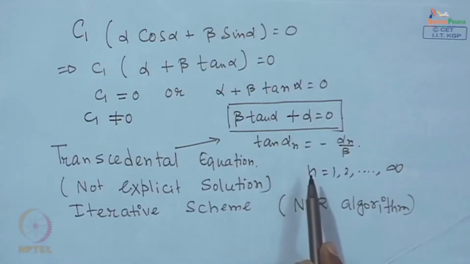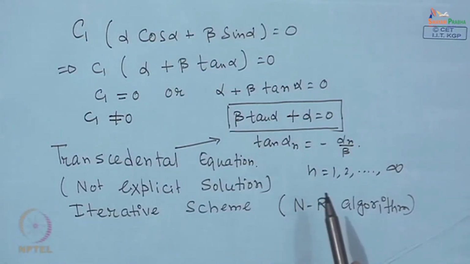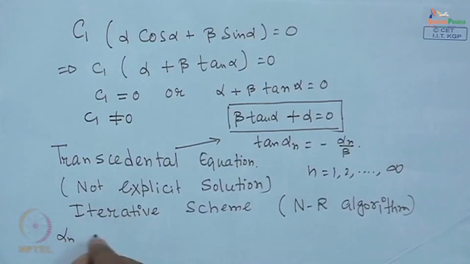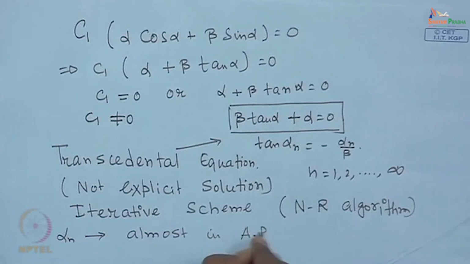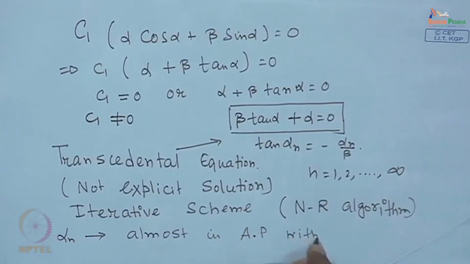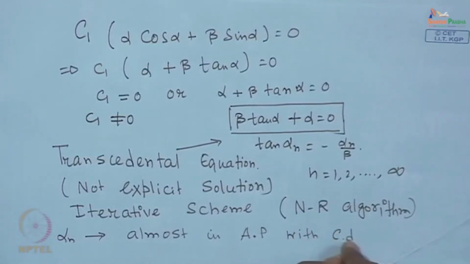Now, if you put different values of beta, typically the solutions of alpha n will be increasing, almost in arithmetic progression with a common difference of about 3. The nature of this equation is such that the alpha n are almost in arithmetic progression with a common difference of about 3. So, there is a trick to solve this equation by using the Newton-Raphson technique.